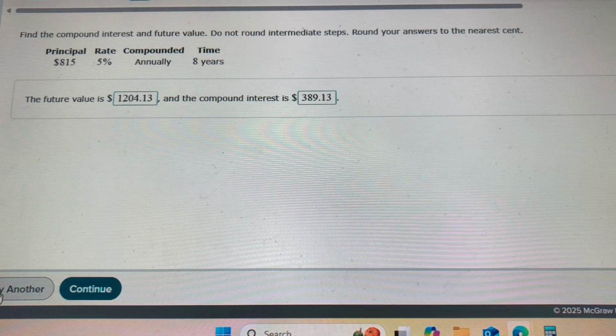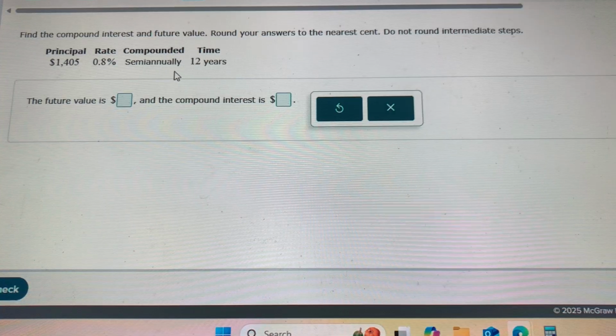So this is the gist of compound interest, but this one was annually. I'll bet they're going to do semi-annually and quarterly and monthly and daily. See, semi-annually next.